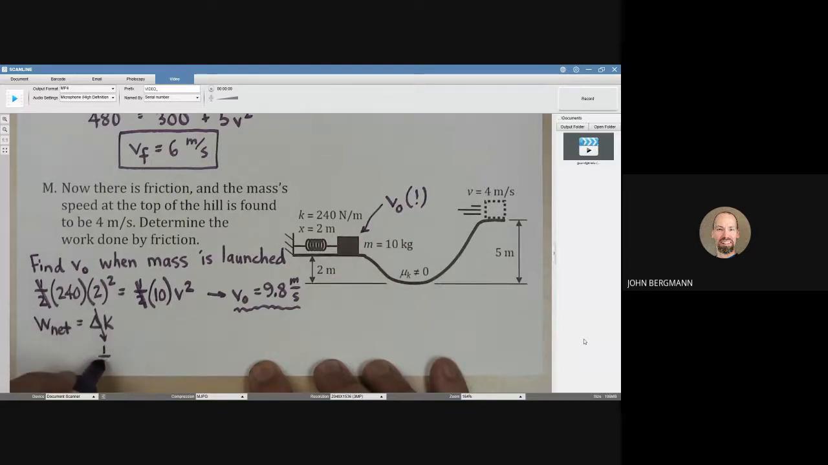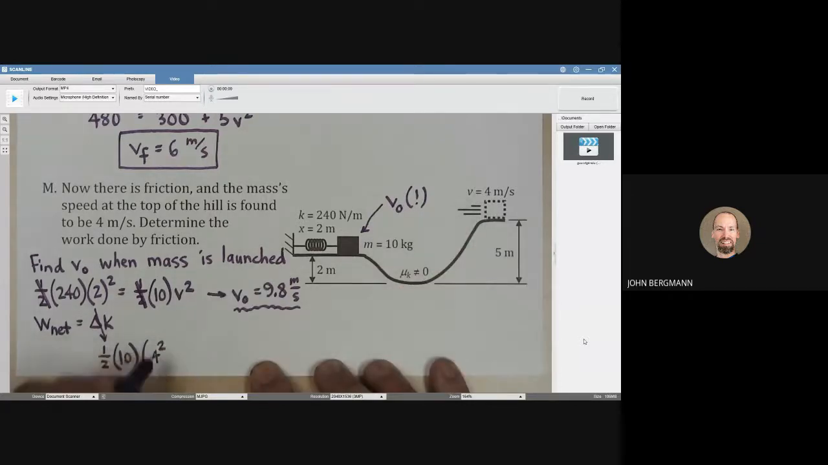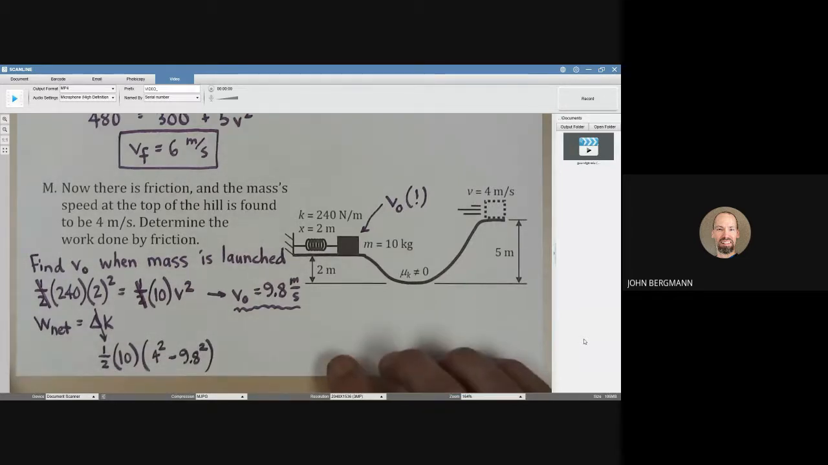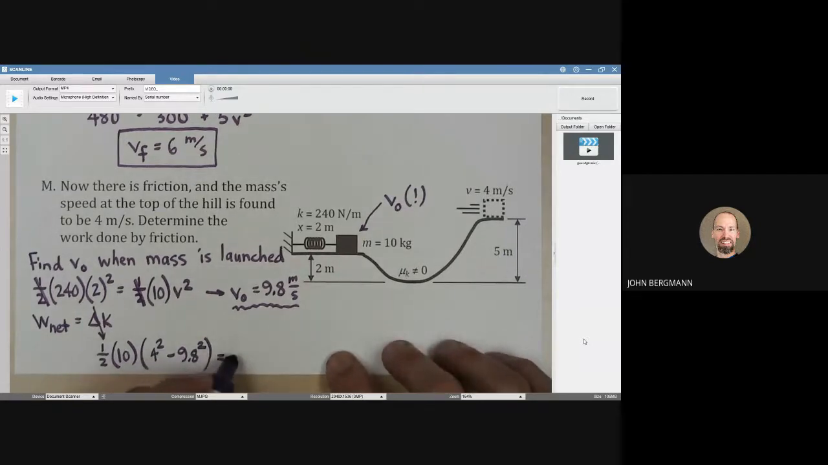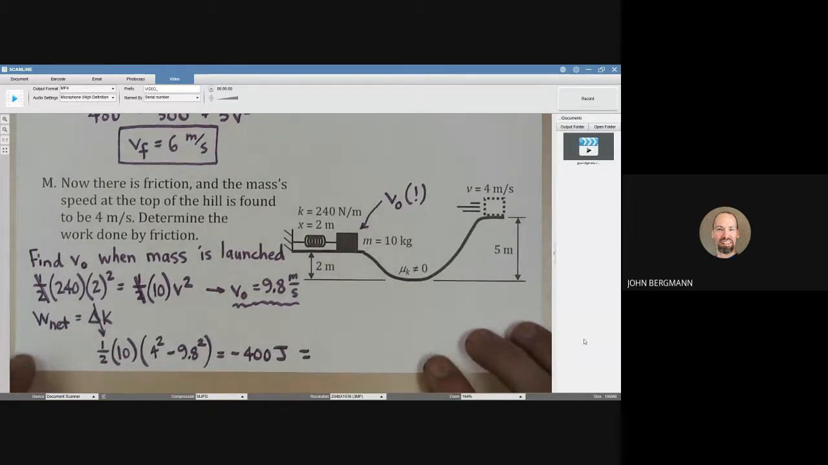Well, what's the change in kinetic energy? It's 1/2 m v final squared. Well, v final we're told is 4 up at the top of the hill, minus v initial squared, which we just found, 9.8 squared. If we crunch these numbers, we get negative 400 joules. That's the net work done. Now, how is the net work broken down? We're running out of space here, but we're going to do our best.